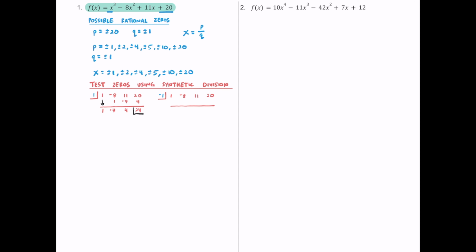Let's get started with just bringing down this 1, and so we have 1 times negative 1, which is negative 1. Negative 8 plus negative 1 is negative 9. Negative 1 times negative 9 is positive 9. 11 plus 9 is 20. Negative 1 times 20 is negative 20, and then negative 20 plus 20 is equal to 0. So this actually works out really nicely for us, which means that because we had a remainder of 0, x equals negative 1 is a rational zero for this function.